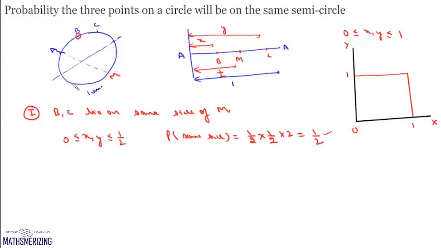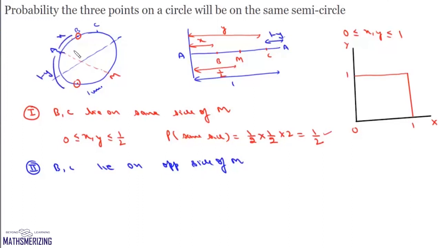Now another possibility is when B and C lie on opposite sides of M. Then in that case, you have to find conditions on X and Y. So the second case is when B and C lie on opposite sides of M. Now this distance of B from A is X, and this distance of C from A in that case will be 1 minus Y. Now they lie on the same semicircle if X plus 1 minus Y is less than 1 by 2, because it has to lie in the semicircle, and we are talking about the case when X is less than Y. So we have this first case that Y minus X is greater than 1 by 2 when X is less than Y.